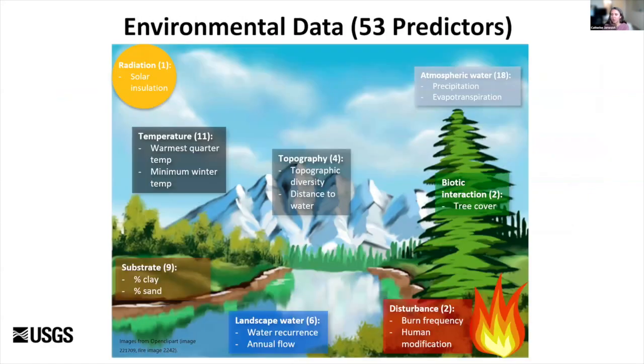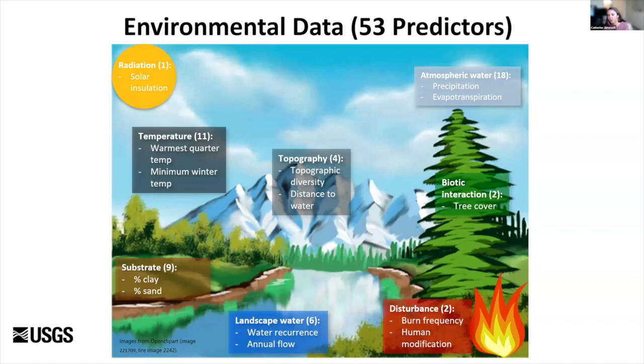So what type of information is going into the models? So what kind of environmental data? We have lots of different types of information that we're including. So we have solar insolation that gets at how much sunlight a location's receiving, temperature information, topography, atmospheric water, biotic interactions like tree cover, disturbance such as fire or human modification of the landscape, landscape water, and then substrate, so soil information. And what we've included with INHABIT has changed over time.